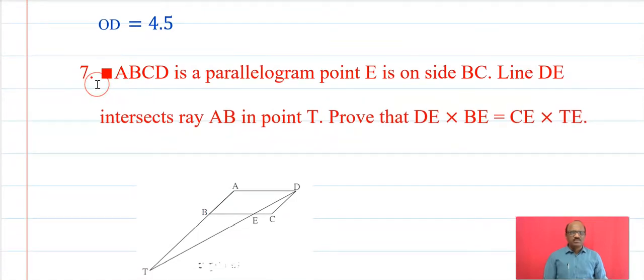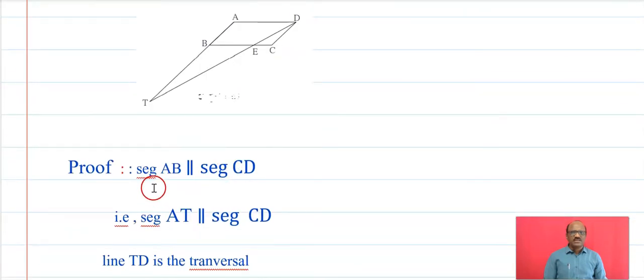Now, the next problem, number 7. In quadrilateral ABCD, which is a parallelogram, the point E is on the side BC. The line DE intersects AB in point T. Then prove that DE into BE is equal to CE into TE. Now in this case, segment AB is parallel to segment CD, that is, segment AT is parallel to segment CD.